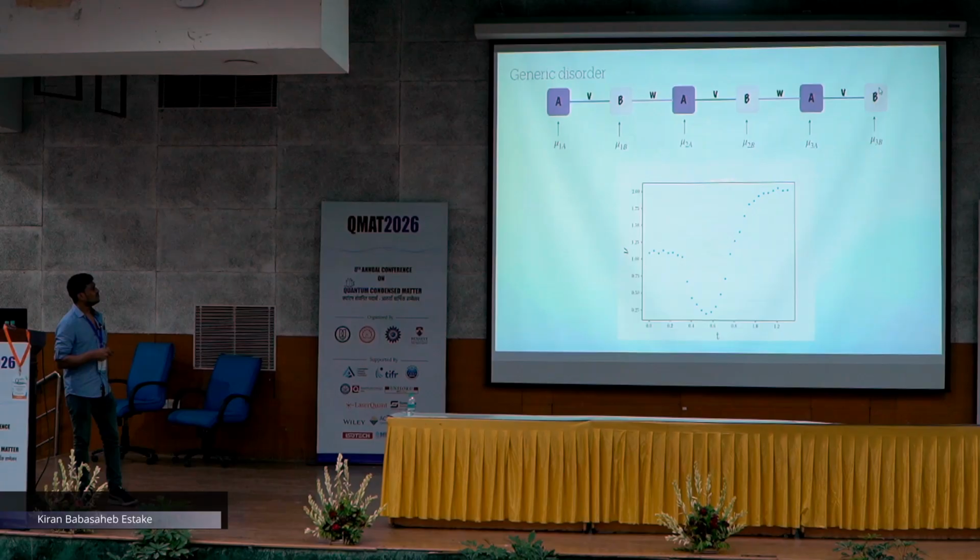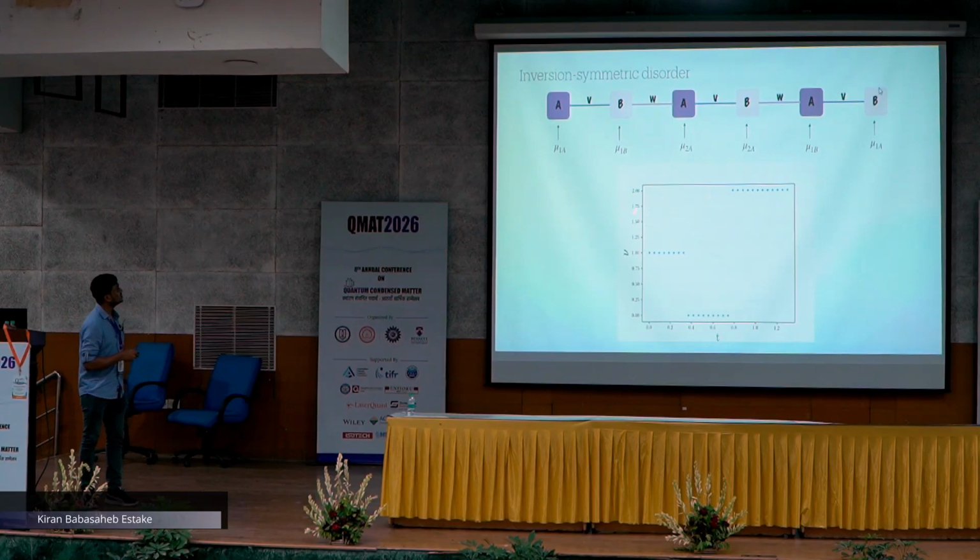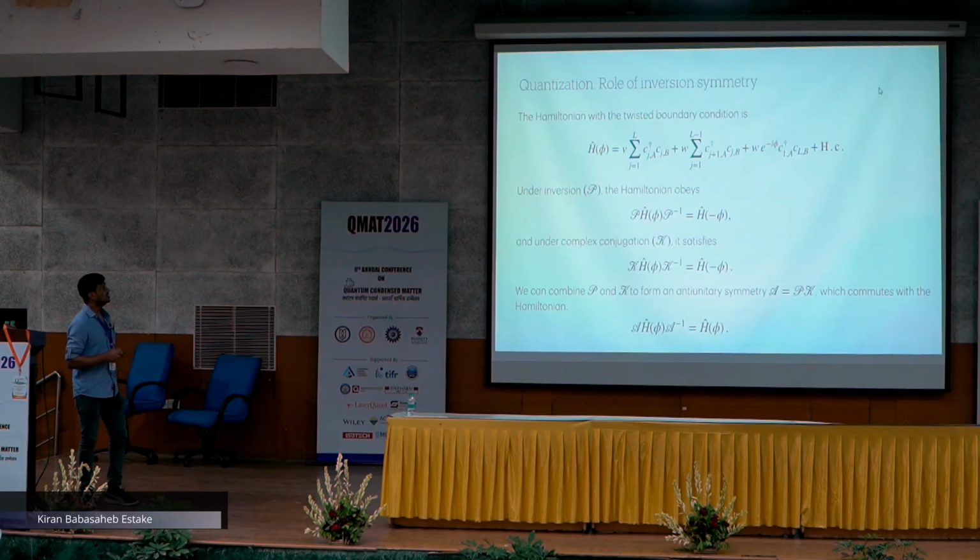So let's see under what conditions this is quantized. If you add a generic disorder, the winding number is not quantized, but if I add the disorder in a symmetry-invariant way, in such a way that the inversion symmetry is satisfied, then it is quantized again. This can be understood analytically in terms of inversion symmetry. For example, h phi under inversion goes to h of minus phi, and under complex conjugation again h phi goes to h of minus phi. So we can combine these two symmetries, inversion and complex conjugation, to form an anti-unitary symmetry A equal to PK, which commutes with the Hamiltonian.